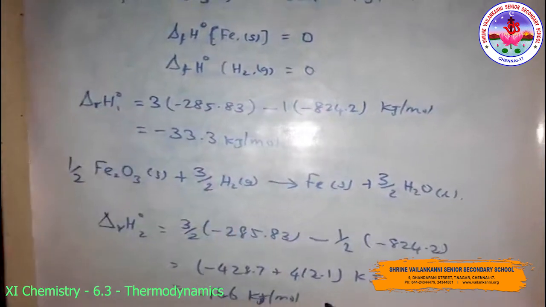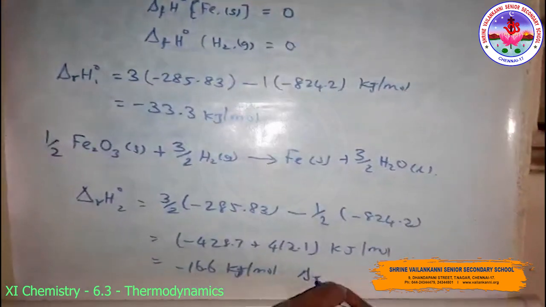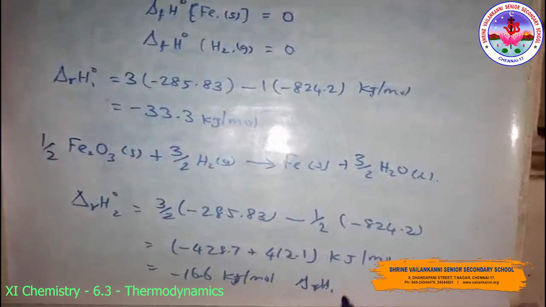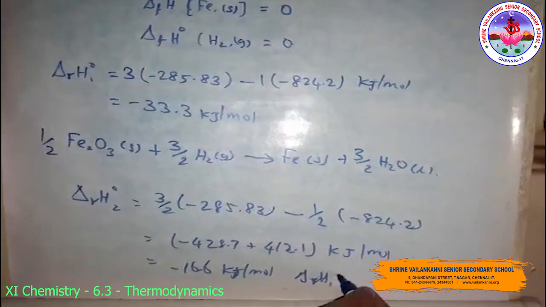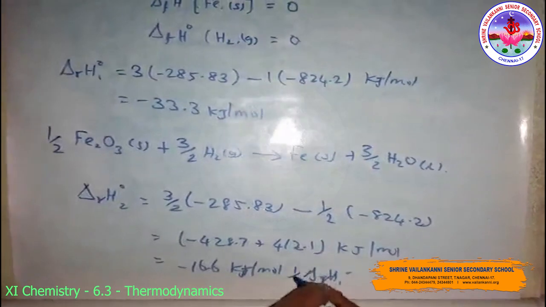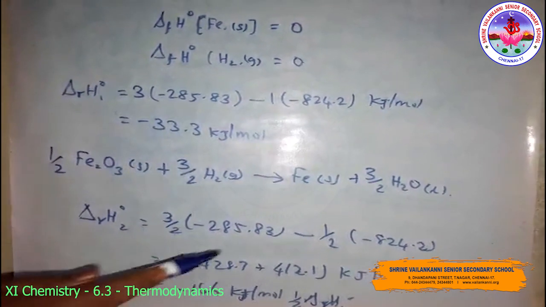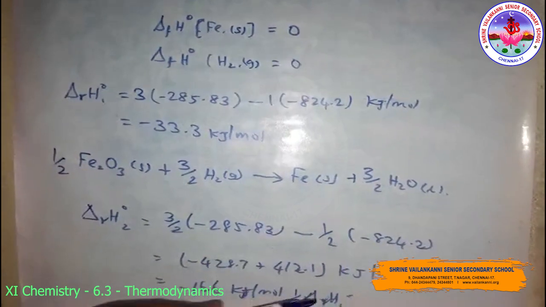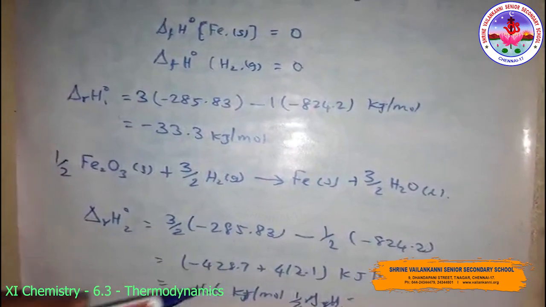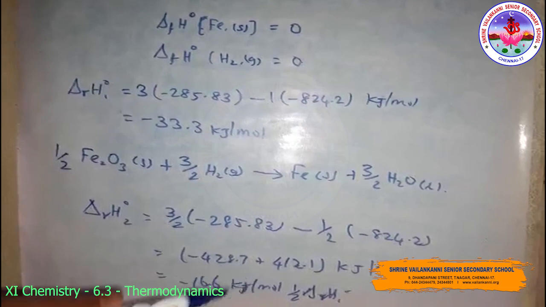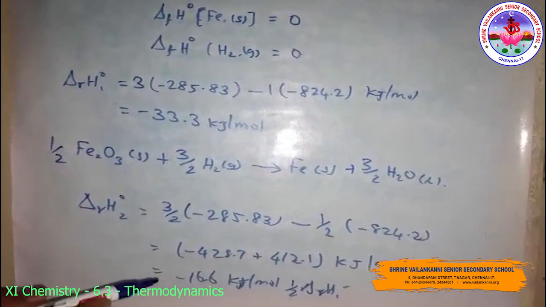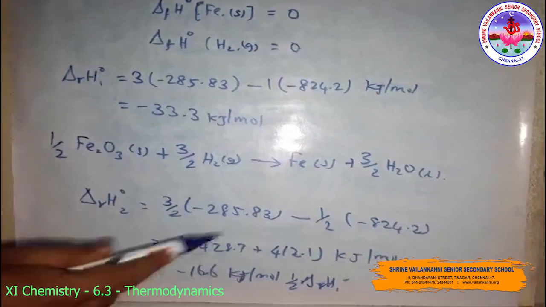So this is the first one, delta H1, the standard reaction enthalpy, and this is half of it. So it shows that enthalpy is an extensive quantity. When a chemical equation is reversed, the value of the standard enthalpy of the reaction is reversed in sign.